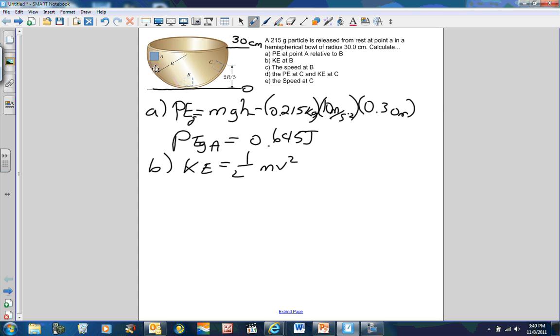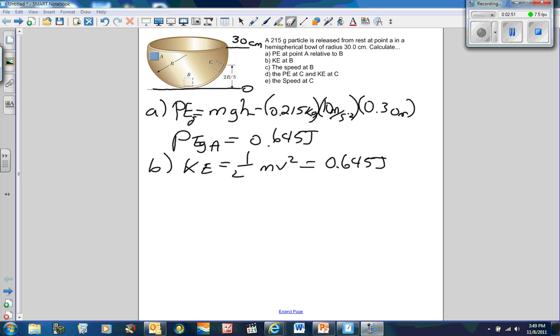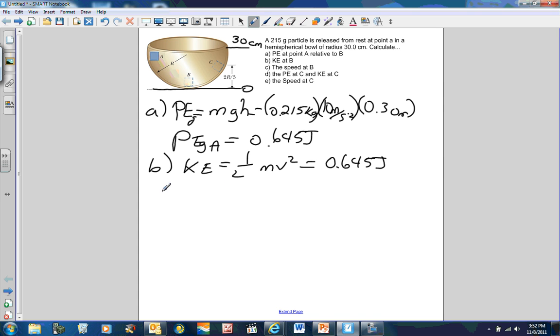So when it goes from here to here, all that potential changes into kinetic, and so I don't have to find the velocity or anything. It's just going to be 0.645 joules, and that's going to be the kinetic energy right there. Okay, and then C, so we just found kinetic energy based on the fact that we know that potential here is equal to kinetic here. So the C part definitely makes sense in that we can find the velocity now.